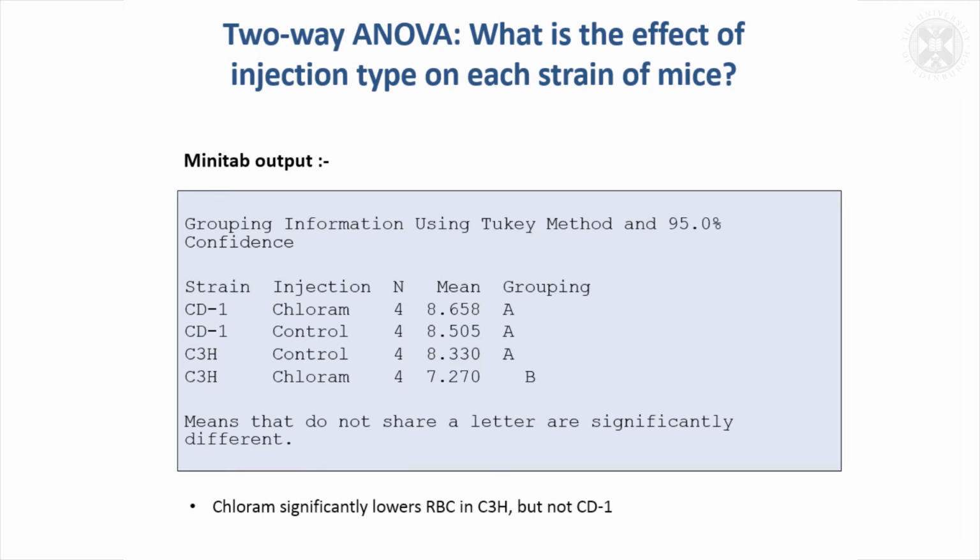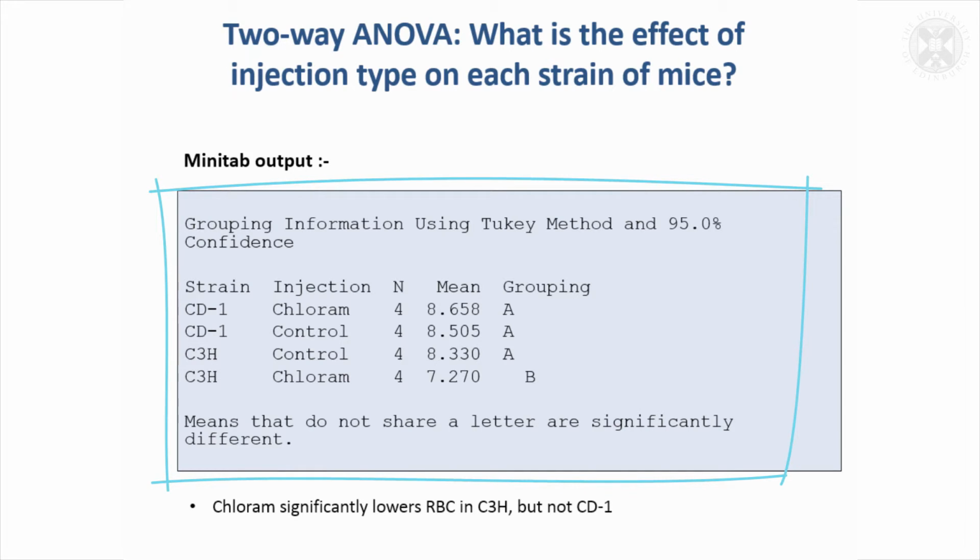In Minitab we get this output. This is for the interaction. It's going to tell us for each of the 4 groups of the data. So the CD1 strain who had chlorum compared to the control group for that strain both had this letter A. So that says there's not a significant difference between the effect of the injection for that strain of mice.